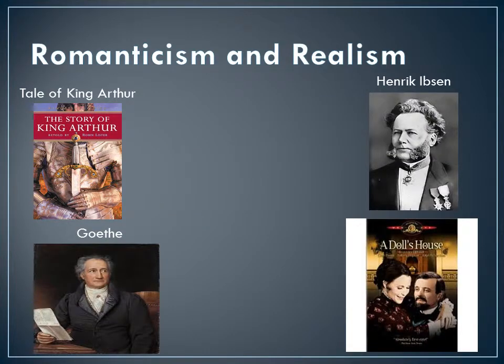An example of Romanticism that is on the left is the tale of King Arthur. It began in the medieval romances and reached its peak in the 19th century from poets like Goethe. Realism, on the right, was developed by the European author Henrik Ibsen, and he was the author of A Doll's House.